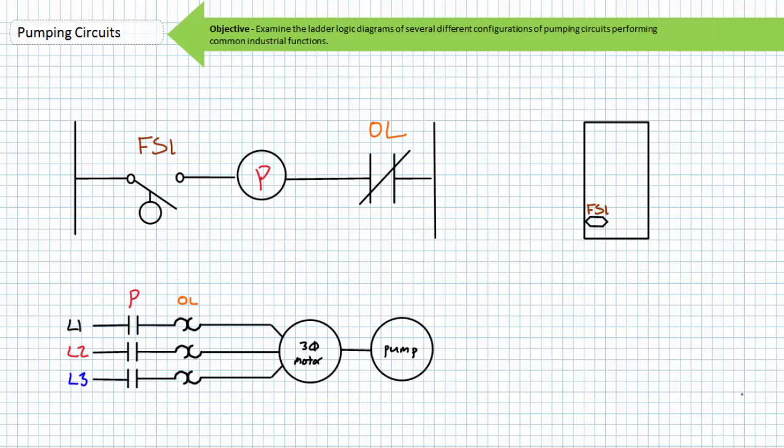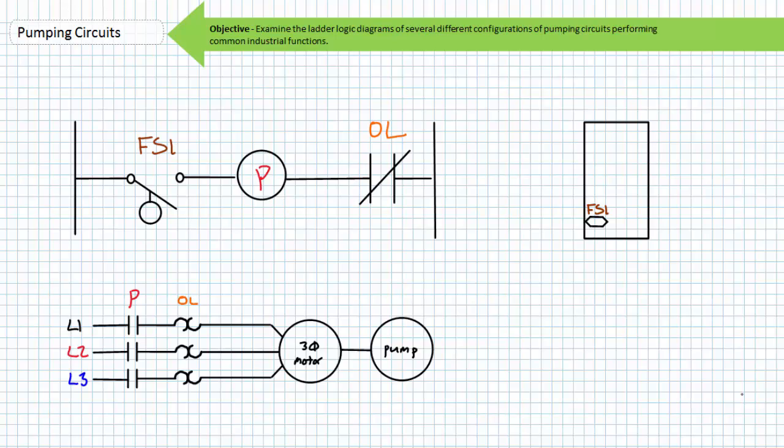Let's examine this simple 2-wire control circuit first. This example illustrates the logic behind a motor-driven pump designed to keep a sump dry. The ladder logic is extremely simple. The first and only rung is a series connection of a normally open float switch, the P contactor coil, and the normally closed overload contact.